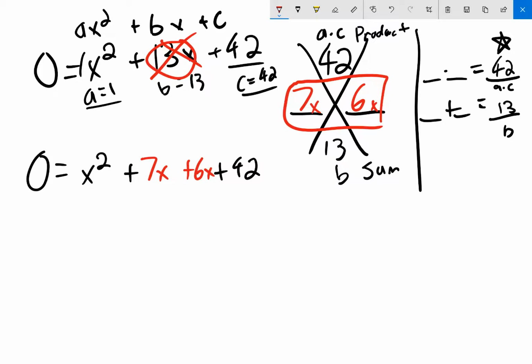So I have x squared plus 7x plus 6x plus 42. So I have 4 terms now instead of 3. And it's still equivalent to the same thing because if you add 7x and 6x, you get 13x. So I haven't really changed any value of the problem.